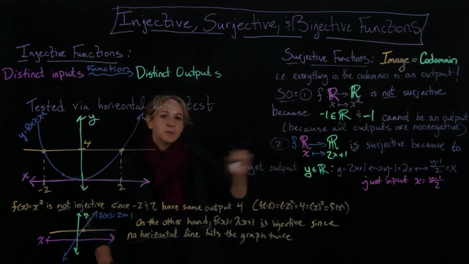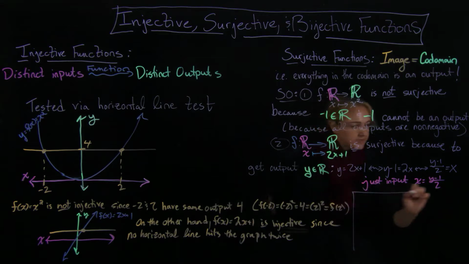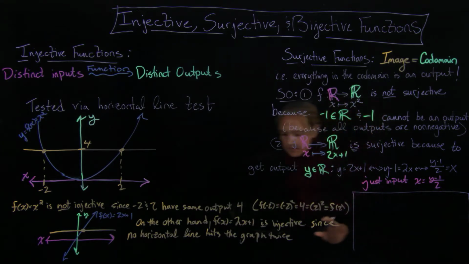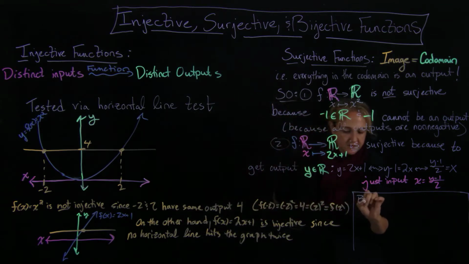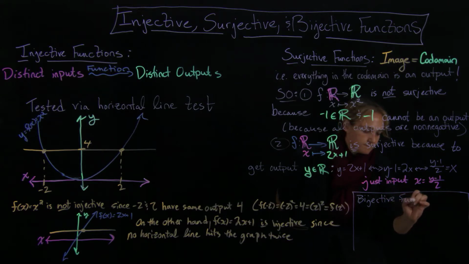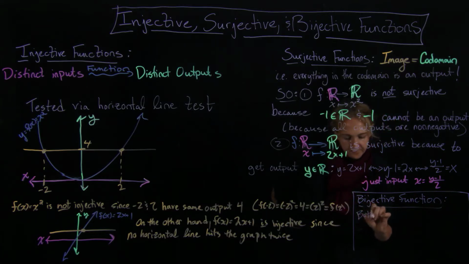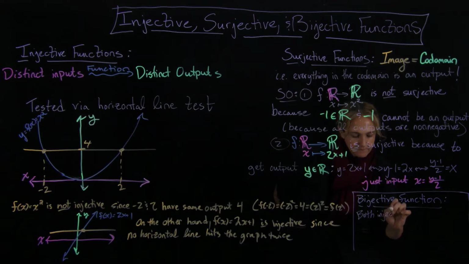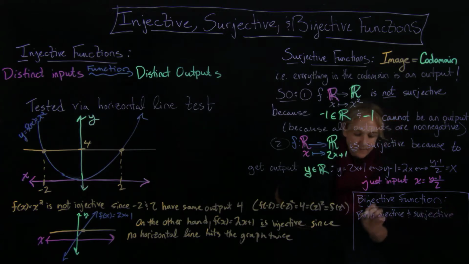Now, putting these two things together, finally, a bijective function is just one where it's both injective and surjective. So bijective functions are ones where they're both injective and surjective. So it has to satisfy both.